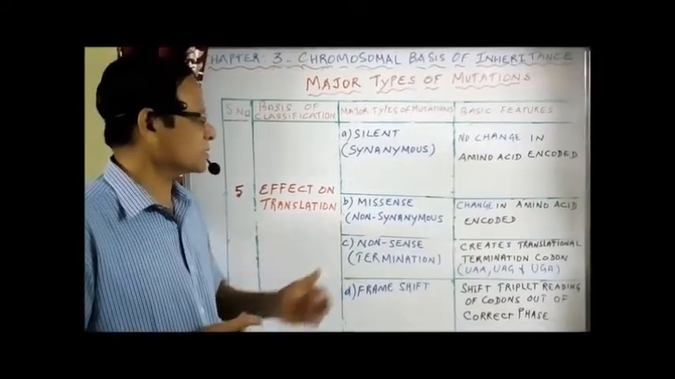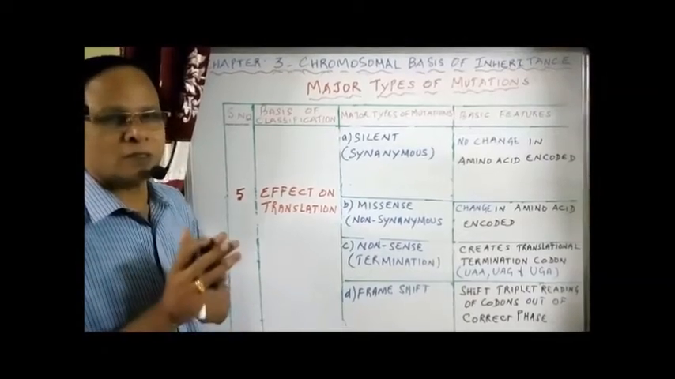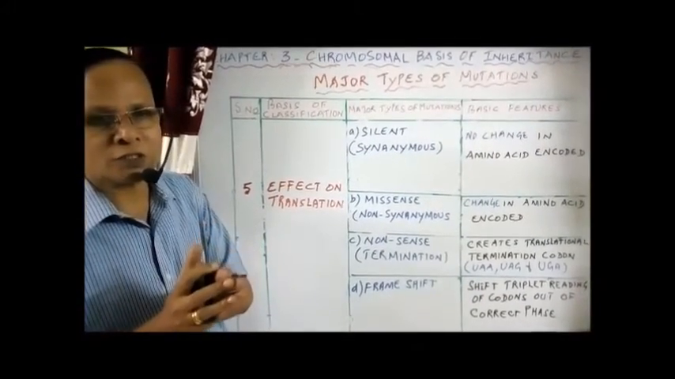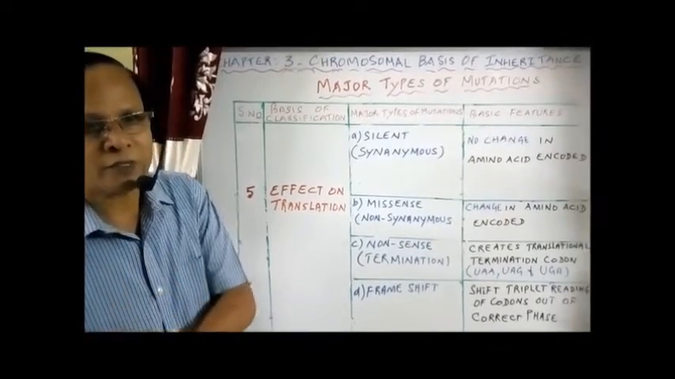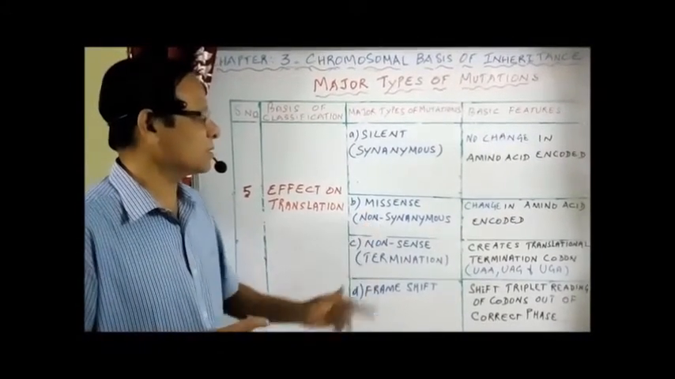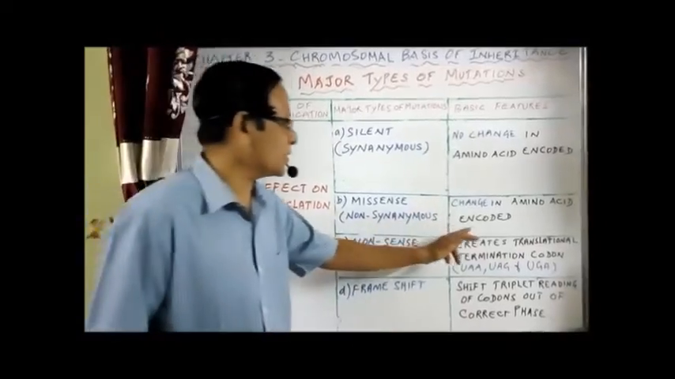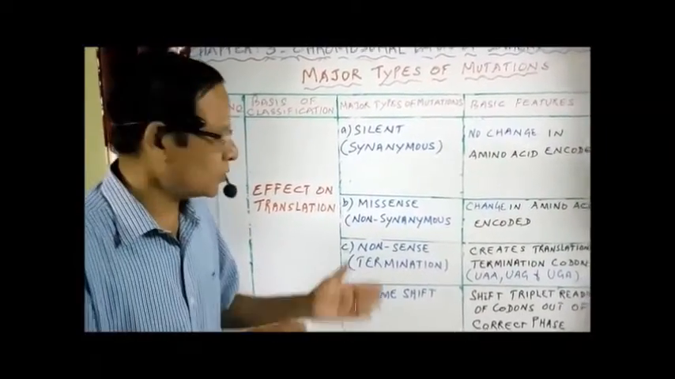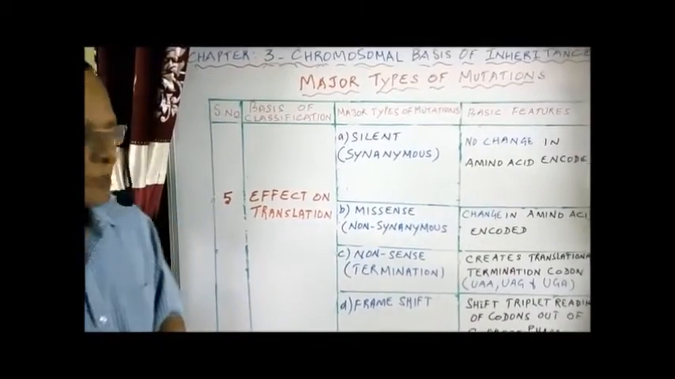Then missense, which I mentioned already. It is a mutation where a codon has been changed into another codon for a different amino acid. That is called missense or non-synonymous: a change in the amino acid encoded. We already described all these things, only the short form I mention here.